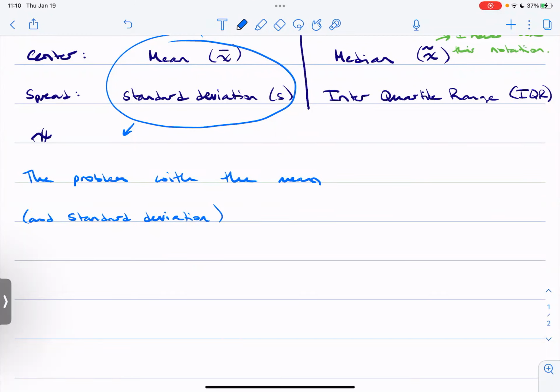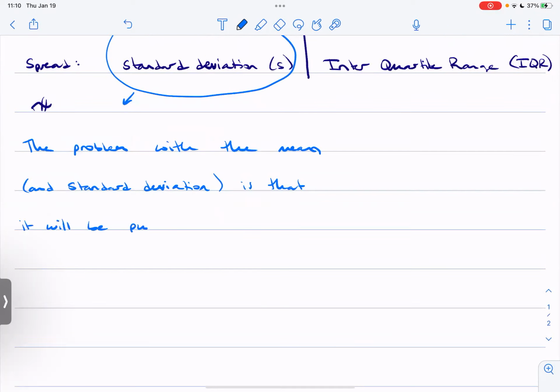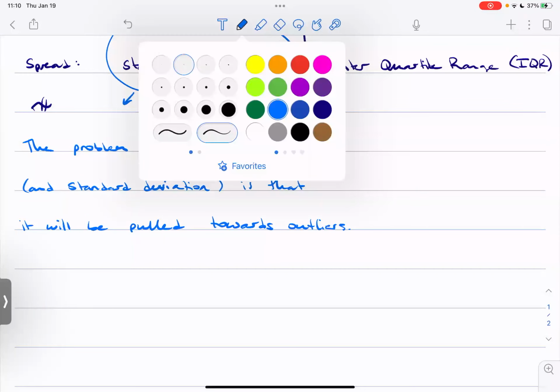But let's talk about the mean. So the problem with the mean is that it will be pulled in the direction of outliers. And I'll just clarify here, because if you haven't seen outliers, outliers are extreme values.